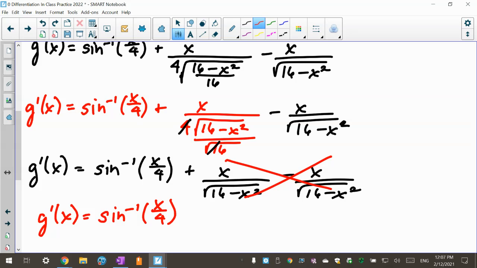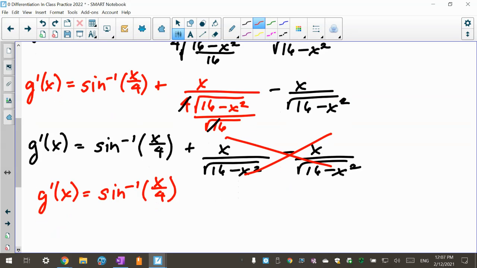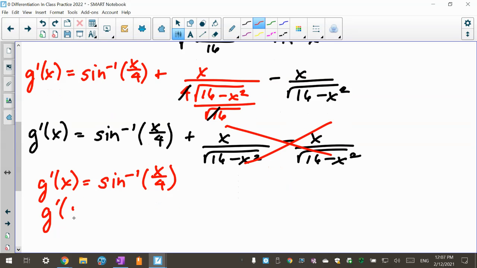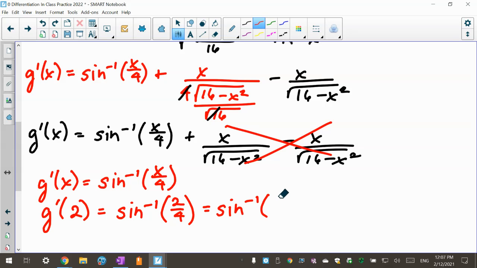You're like, oh good, I'm done. I'm like, oh no. Remember at the top, we had to find g prime of 2. So let's now plug in a 2. g prime of 2 is going to be inverse sine of 2 over 4, which is the same as the inverse sine of 1/2. Now remember, in calculus you have to be in radians. What angle that you take a sine of has a value of 1/2? I think, oh, it's 30 degrees, but we have to do this in radians, and 30 degrees is pi over 6. So that is what g prime of 2 is.